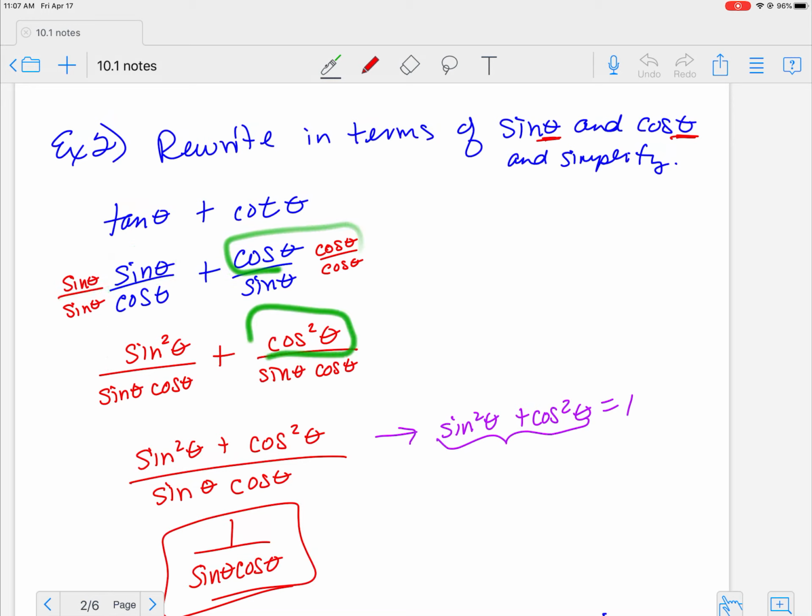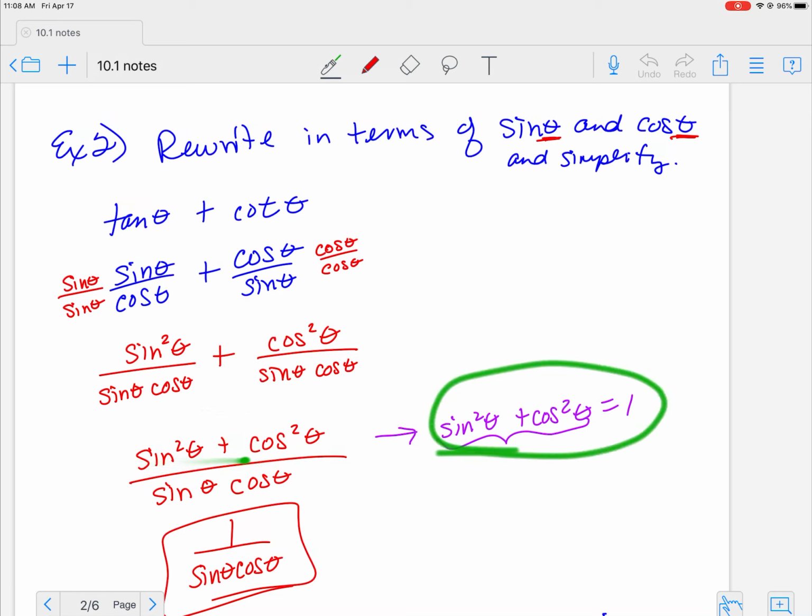Cosine times cosine is cosine squared, and you have that common denominator. As soon as you have your common denominator, you can put them together in the numerator. So now in my numerator, I have sine squared plus cosine squared. And does that look familiar to you? It should. So now I have my Pythagorean identity.